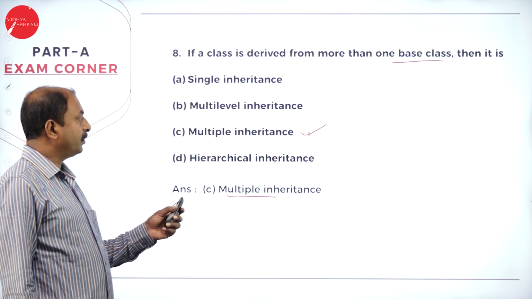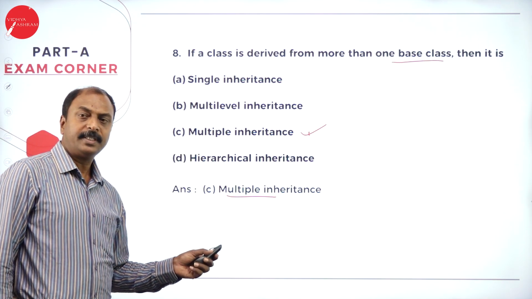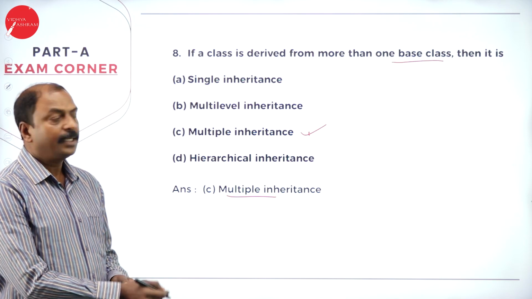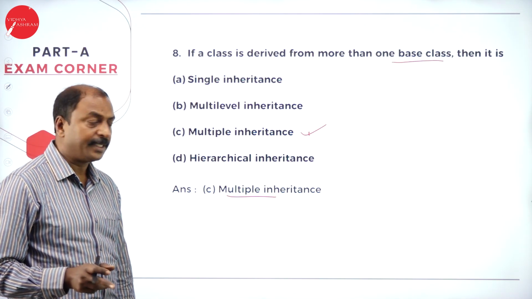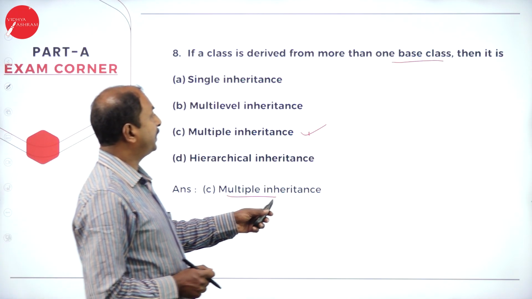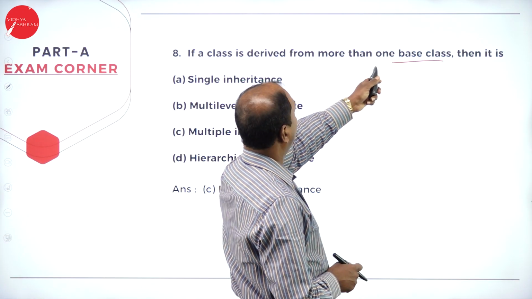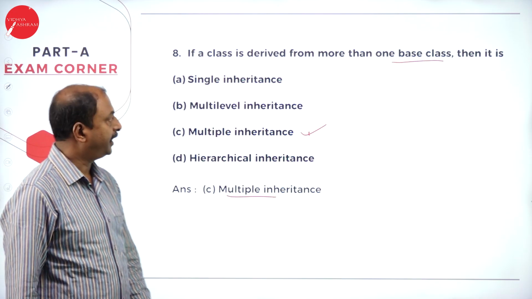So do not confuse it with multi-level inheritance. Multi-level inheritance is derived from an already existing class, and multiple inheritance is nothing but a class derived from more than one base class.